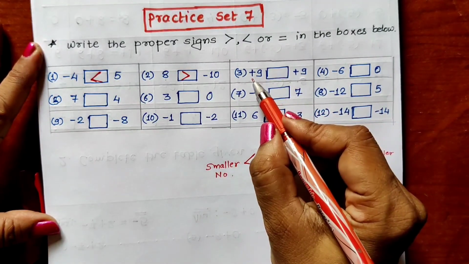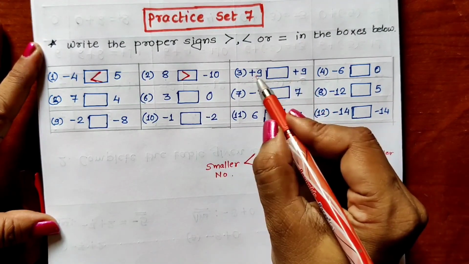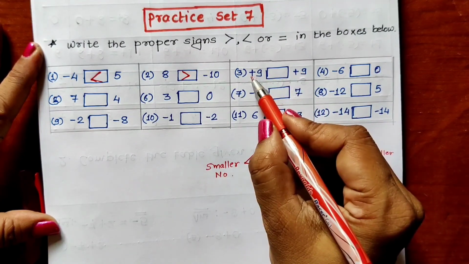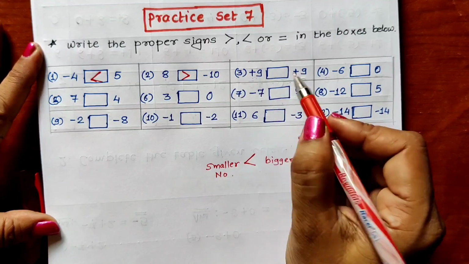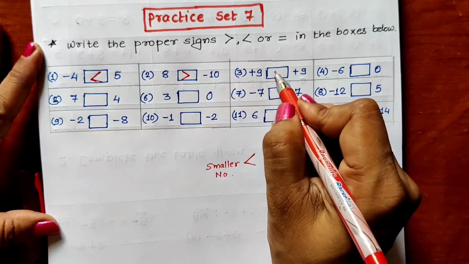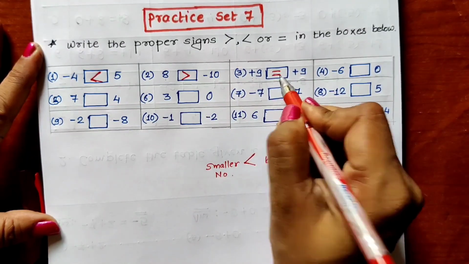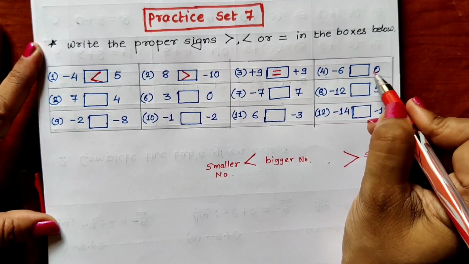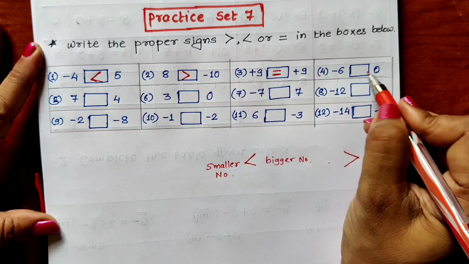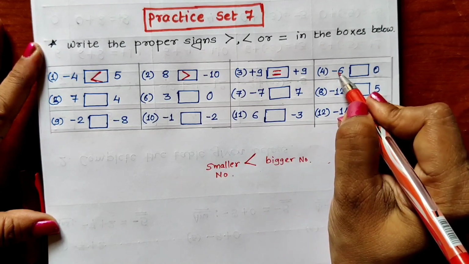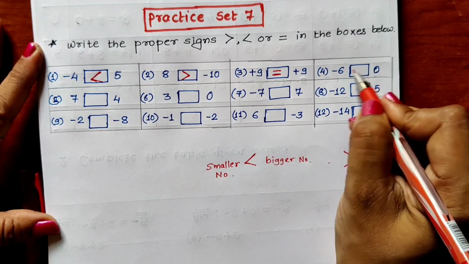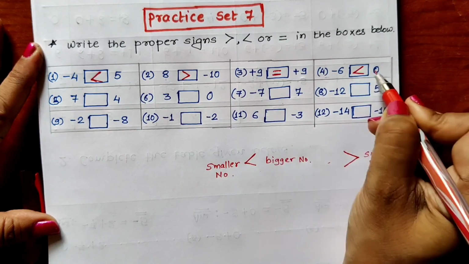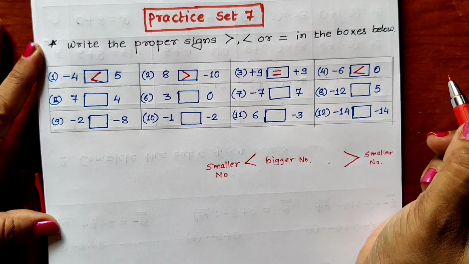Now let us see the third one. Plus 9 and plus 9. Both numbers are the same, 9 and 9, and they have the same sign. That means they are equal numbers. We have to put the equal to sign. Minus 6 and 0. We all know the negative numbers are smaller than 0. So minus 6 is smaller than 0. For the smaller number, the sign should be closed, and towards the bigger number, the sign should be opened.